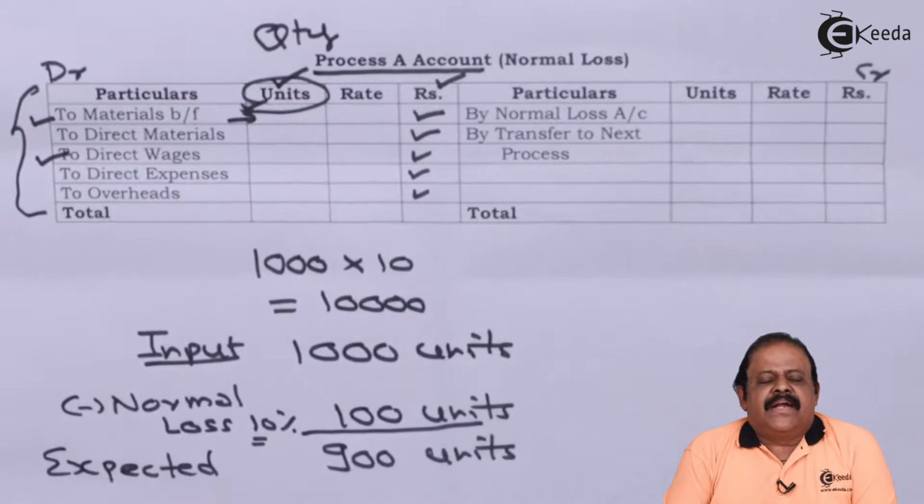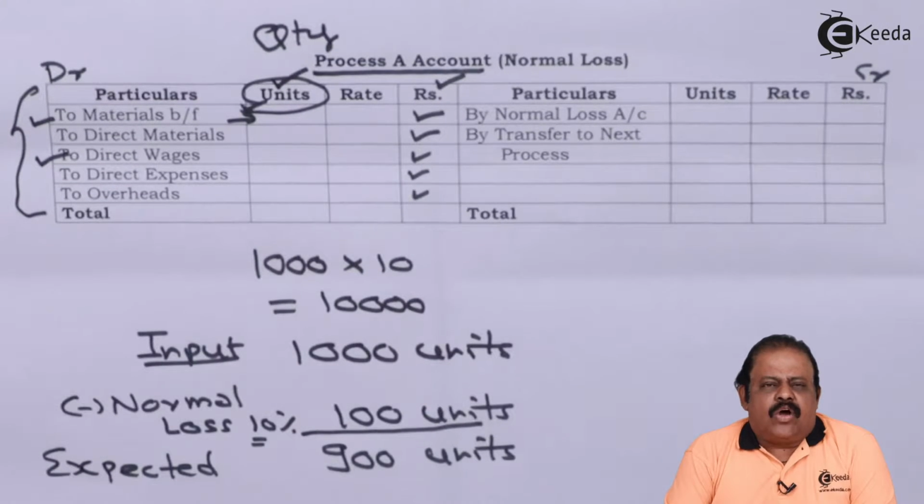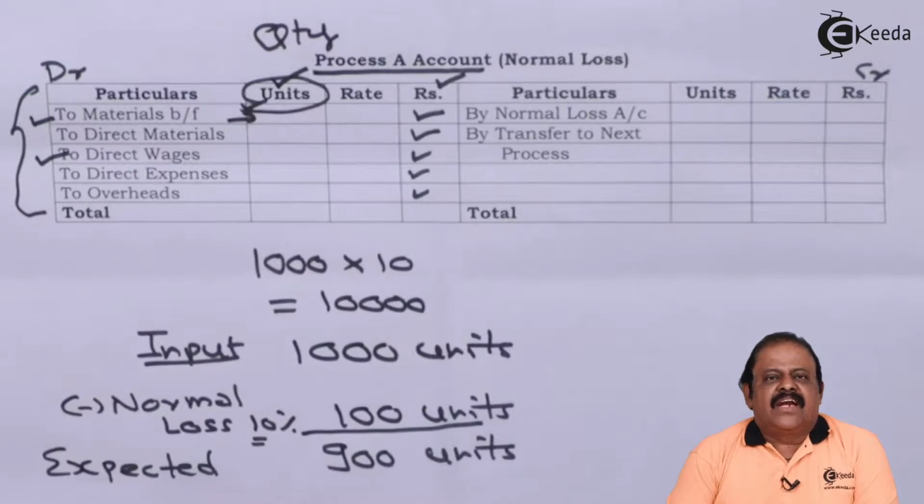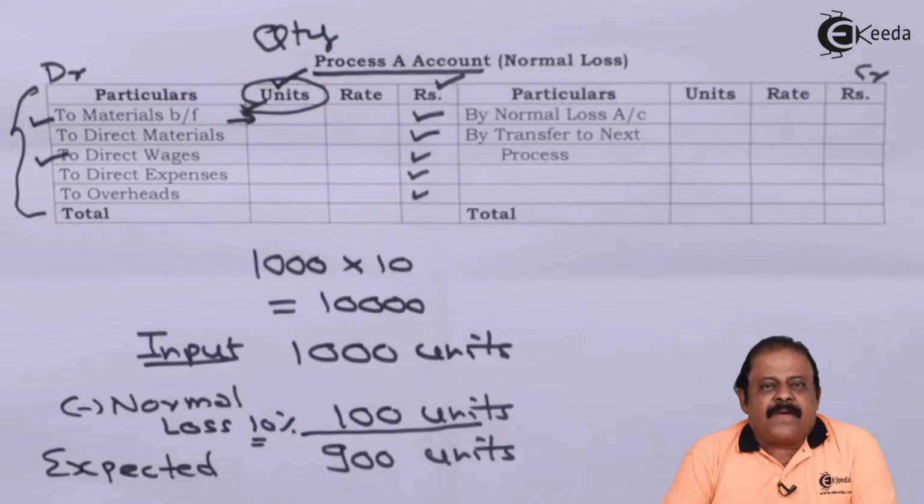From input quantity, if we deduct normal loss, we get here 900 units. Now these 900 units will be called as expected output or estimated output. That is what we are going to get from the usual production.